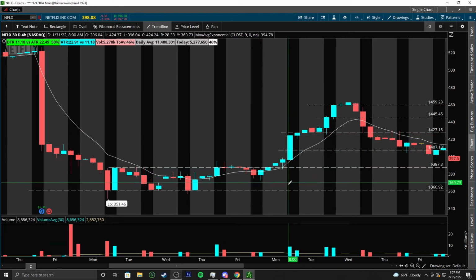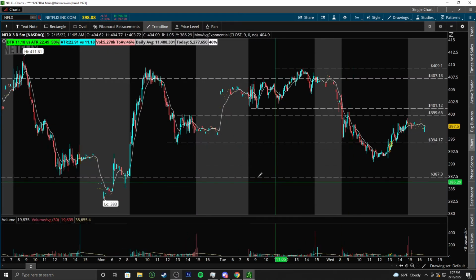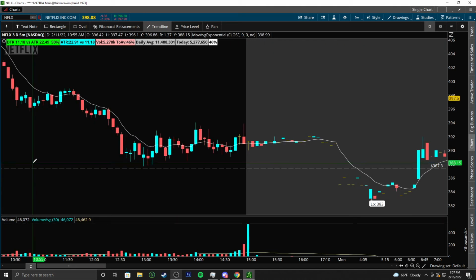A control point. I have reasoning for all my levels right here. You go to the smaller time frame. I have reasoning for all of these levels, so make sure you have some reasoning when you're going through your levels like that. And then being realistic with yourself when you're reviewing.